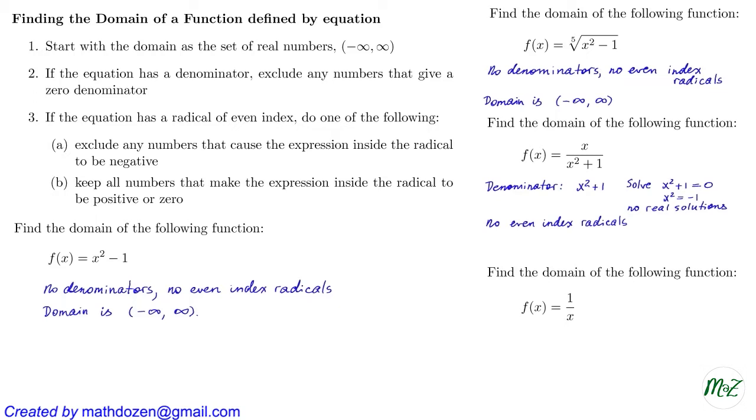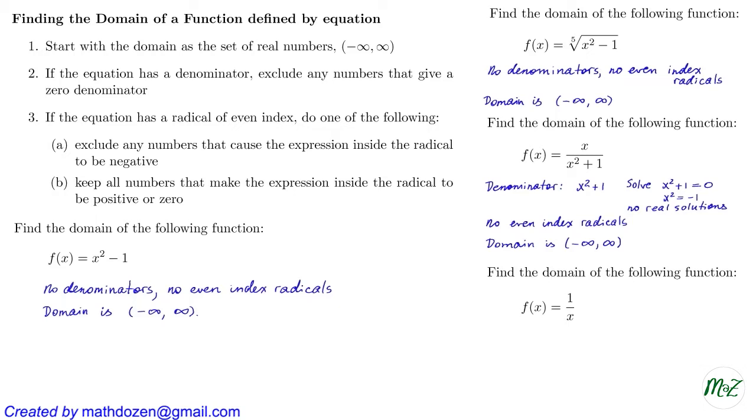And on top of that, there are no even index radicals in this function. So there is nothing to exclude from the domain. The domain again ends up being all real numbers, from negative infinity to positive infinity.